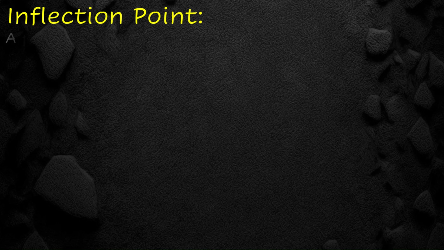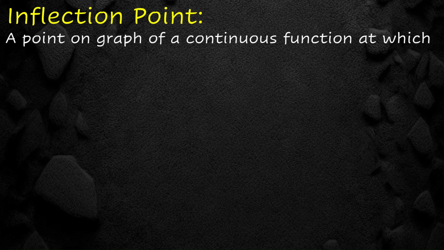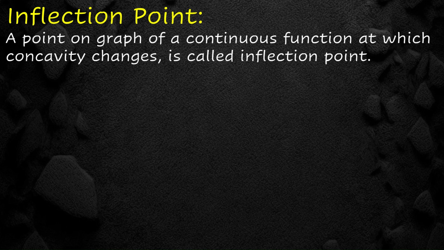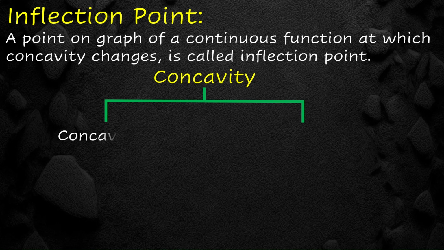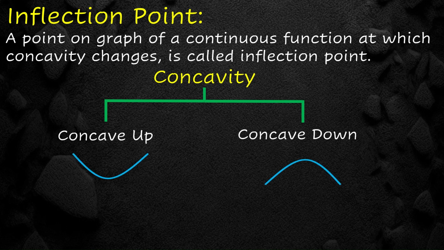An inflection point is a point on graph of a continuous function at which concavity changes. Let's first discuss the concavity. A curve may be concave up or concave down. But how do we know the curve is concave up or concave down?